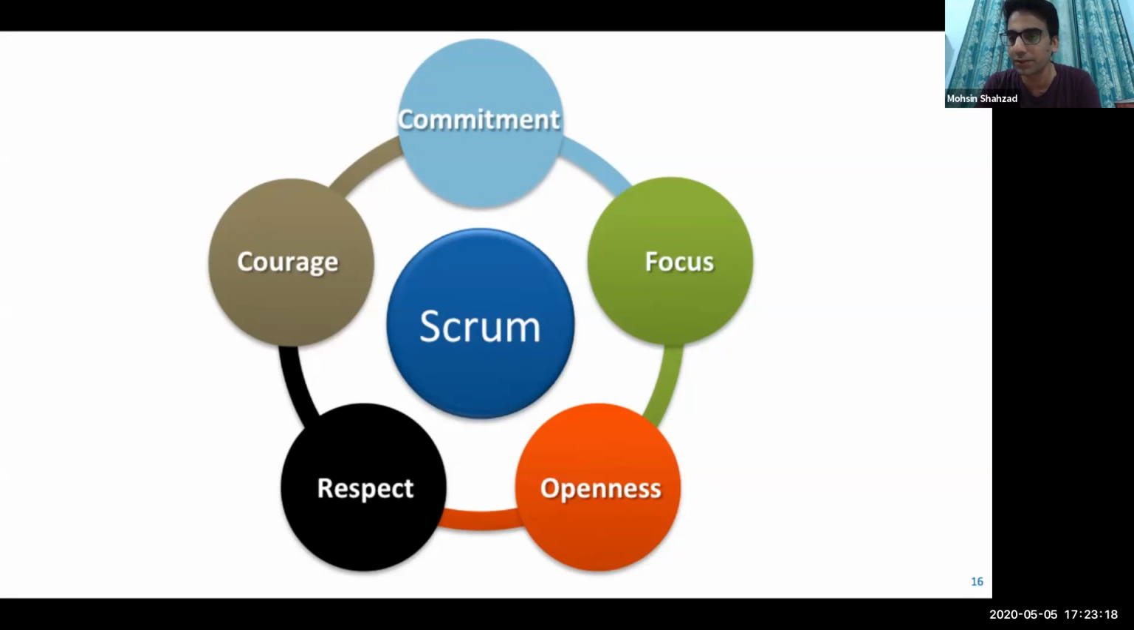The commitment: any team should be committed. They should be focused, they should be open and transparent. There should be respect among all the team members, and there should be courage. The courage to say anything, courage to adopt anything, courage to follow any plan. So these are the 5 values from Scrum.